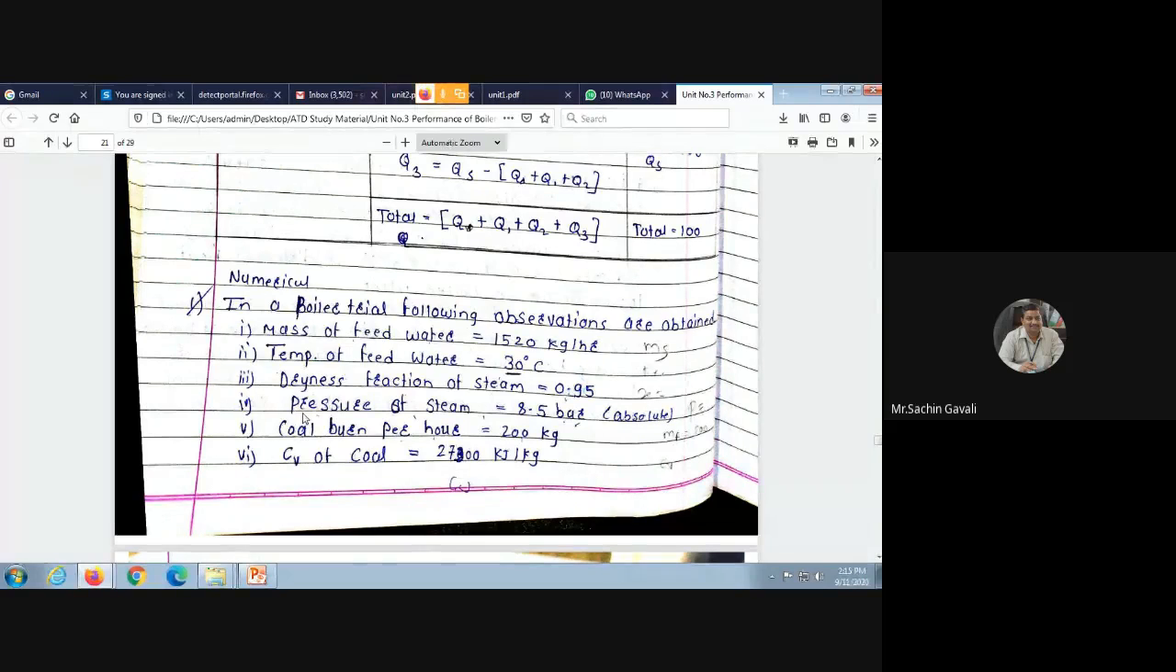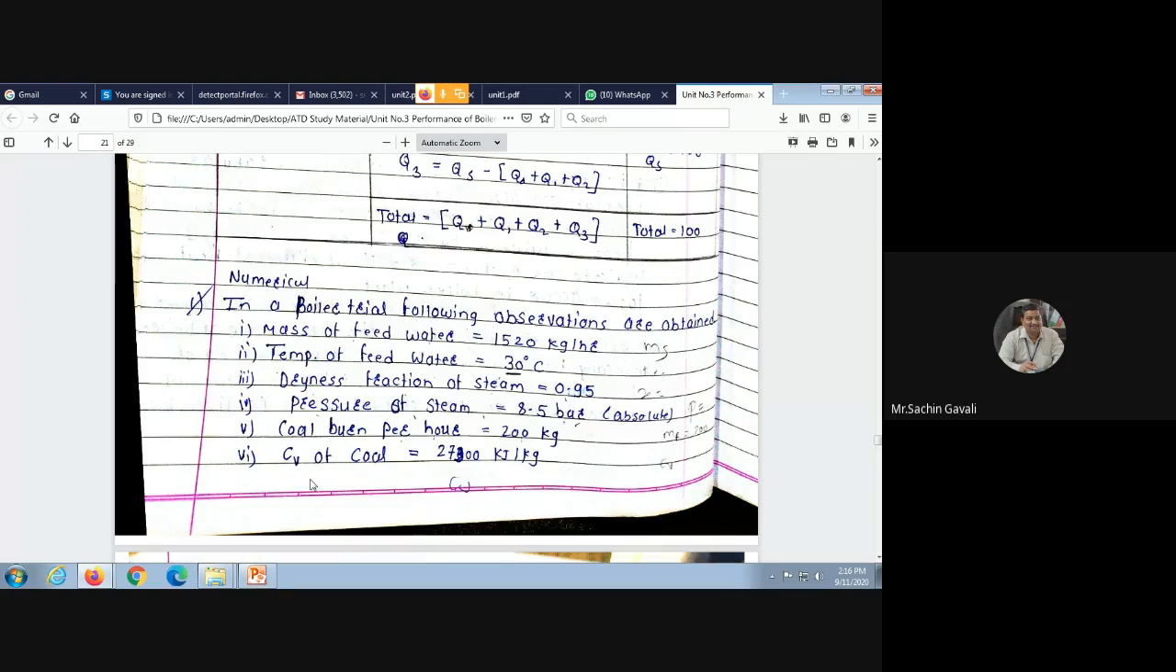Then pressure of steam, 8.5 bar absolute. The pressure of the steam they have also given. Then coal burn per hour. Here both quantities should be per hour, mass of feed water and coal burn also should be per hour. They have given in the sentence that coal burn per hour is equal to 200 kg.